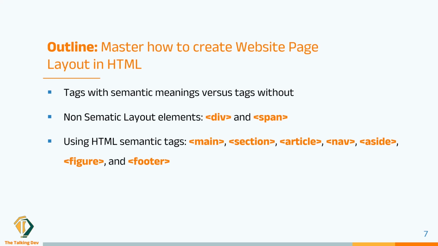Here we are going to talk about semantic meaning, that is, those tags with semantics and those that do not have. Mainly we are going to look at div and span, and then we are going to look at other semantic elements like main, section, article, nav, aside, figure, and footer.